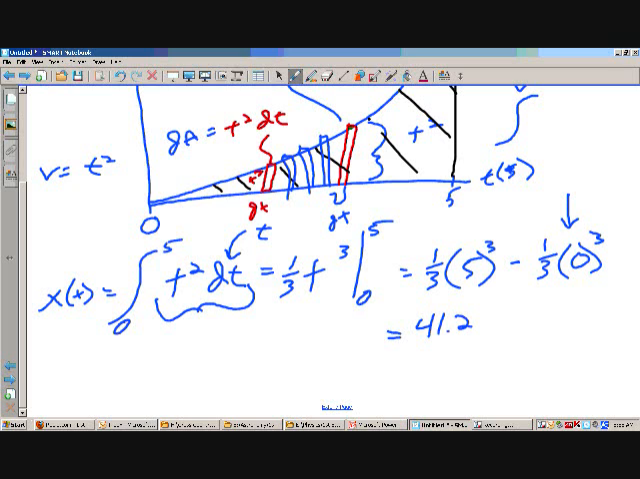41.7. So if my velocity function is t squared, in the first 5 seconds, it's going to go 41.7 meters. That's all this is telling me. That's when I want to find out the specific value. Now, how's that? Is that okay?